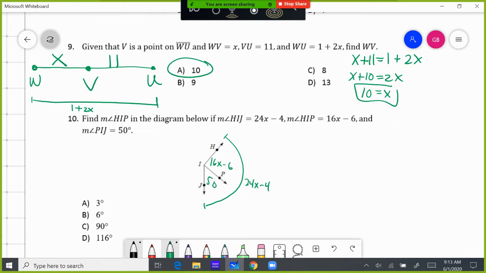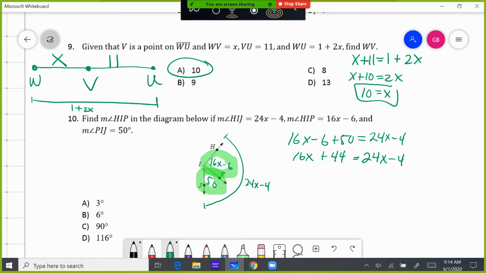Okay, so we need to solve for x. These two together make up the entire angle, so I'm going to add those together. 16x minus 6 plus 50 is equal to 24x minus 4. Okay, combine like terms. Negative 6 plus 50 is 44.